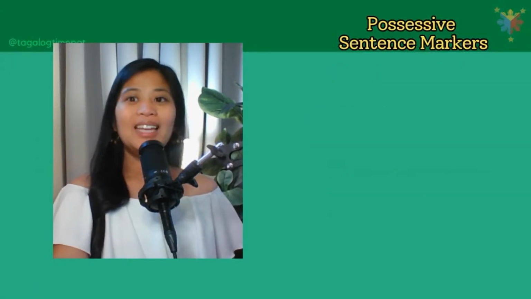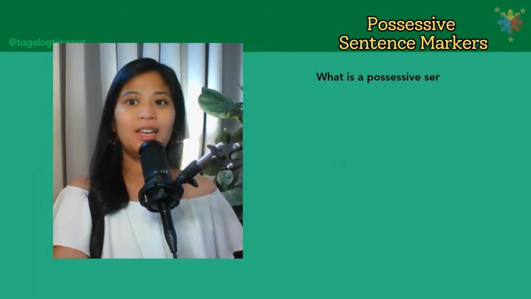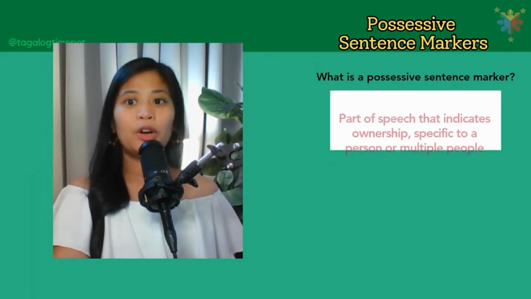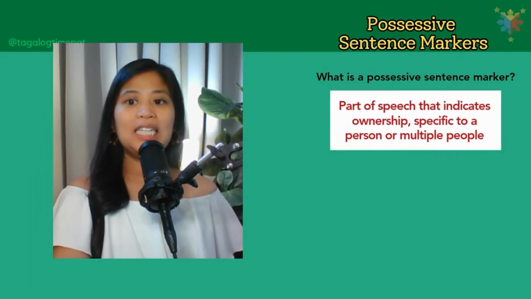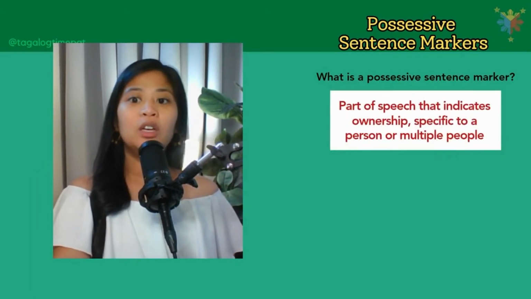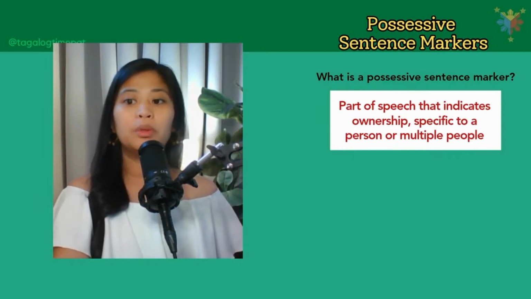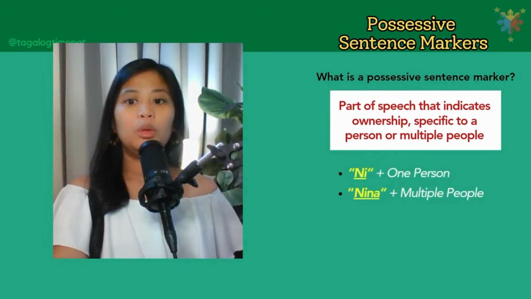Okay? Now I want to take a look at some possessive sentence markers. What is a possessive sentence marker? Well, it's a part of speech that indicates ownership specific to a person or multiple people. So now if we want to say someone's name, like we're saying it belongs to someone specific, this is how we're going to do it. So we would use the word ni for one person. We would use the word nina for multiple people.